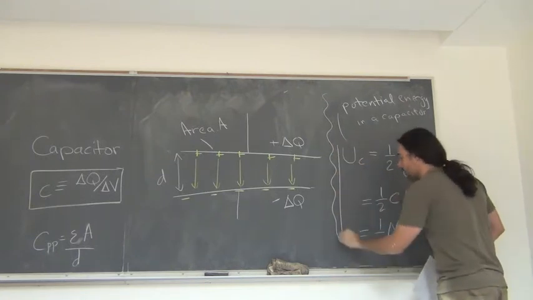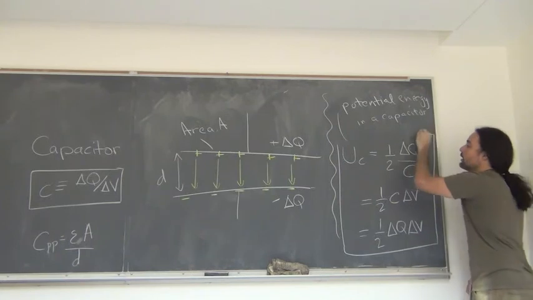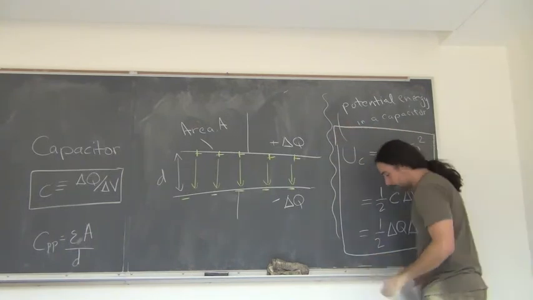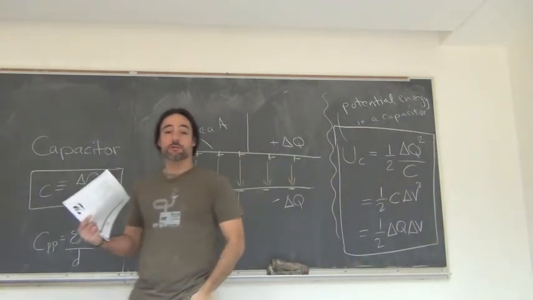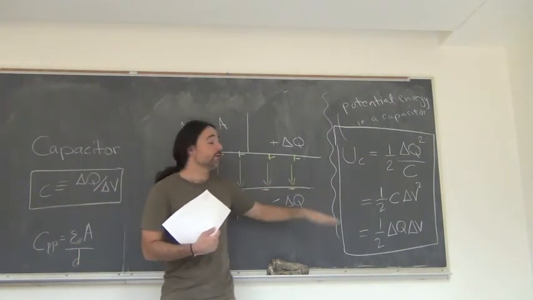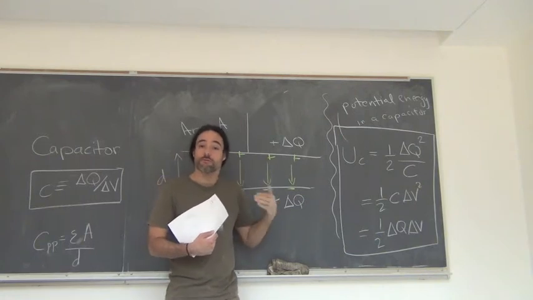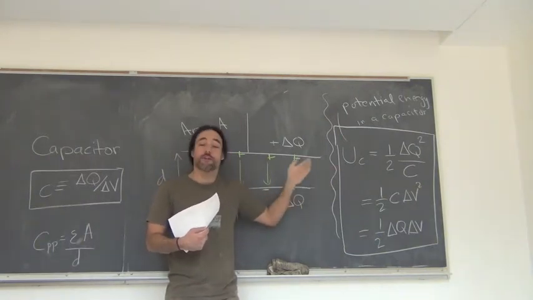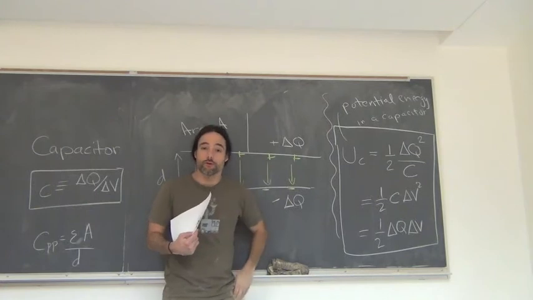So we have a few different ways of writing the potential energy stored in a capacitor. And which one you use is going to depend on what's fixed. Is the capacitance fixed? Is the voltage fixed? Which of these variables do you know?